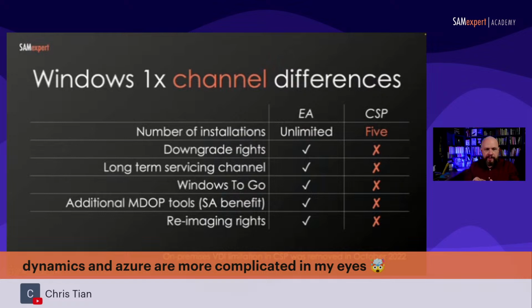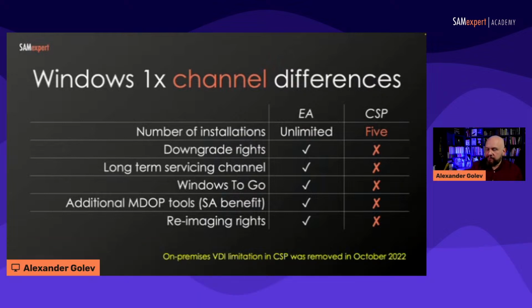It's much simpler to explain Windows 11 licensing on examples, particular scenarios, than to tell you the whole theory. It's massively convoluted. Anyway, but yeah, thank you for the opinion about Dynamics. I understand what you're talking about.